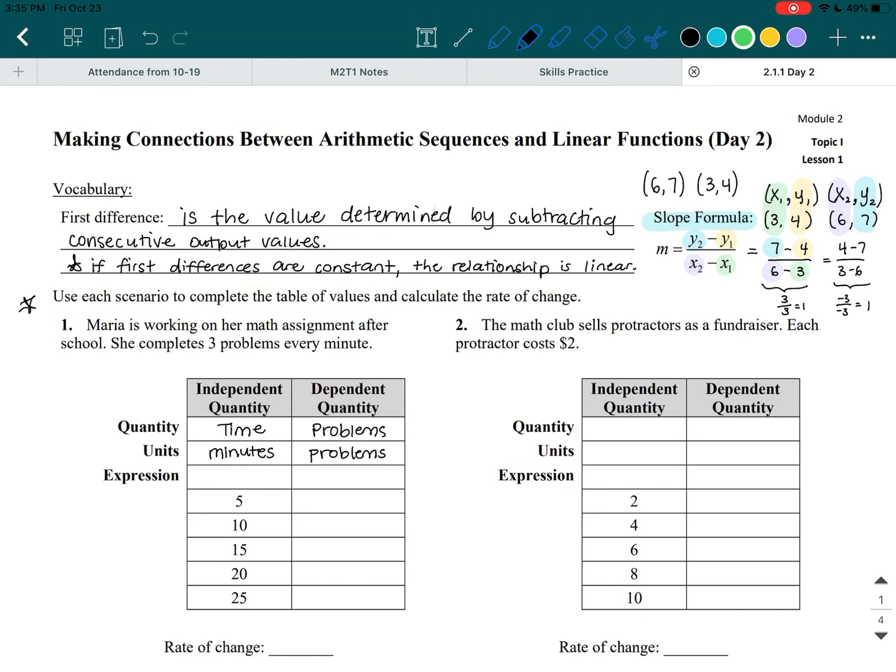It's okay. And for the expression, this time we're just going to use x for the independent quantity. And then for the dependent quantity, we're going to put 3x because she completes 3 problems every minute. So the number of problems she completes is 3 multiplied to the number of minutes. Okay? So it's 3 multiplied to x.